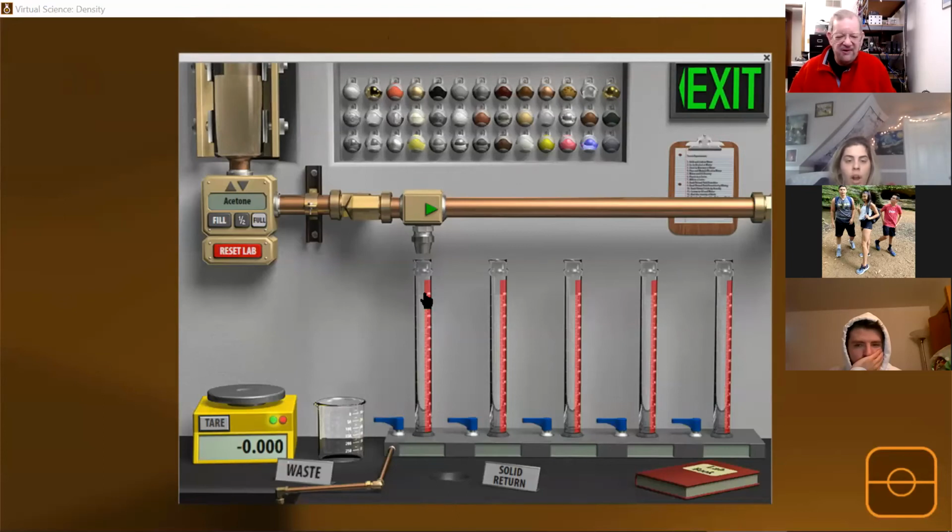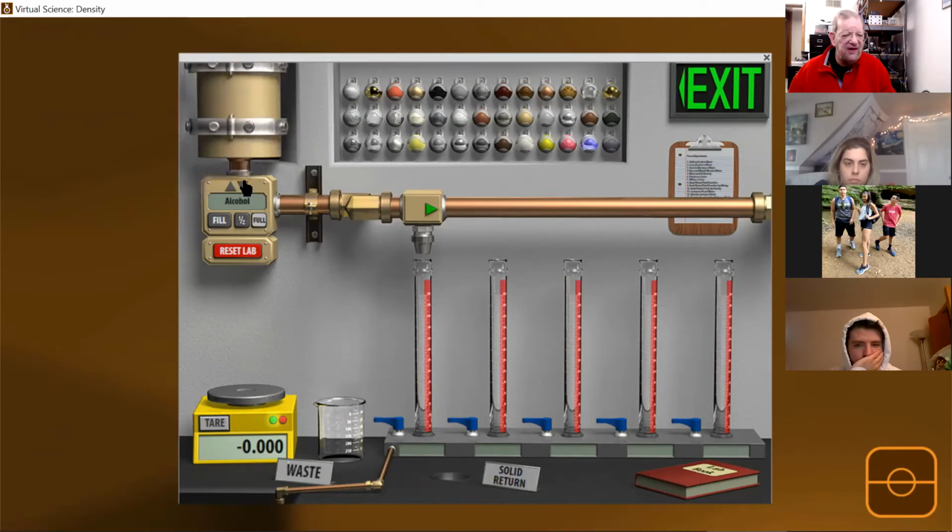Now, here are your graduated cylinders. Here's your balance. The word tare is used in chemistry to zero it. First of all, let's do water. Notice you have arrows over on the left that you can go like this to alcohol, or go the other way. Notice I have water now. I want to fill the graduated cylinder all the way to the top.